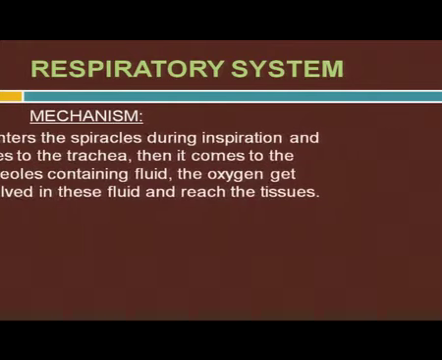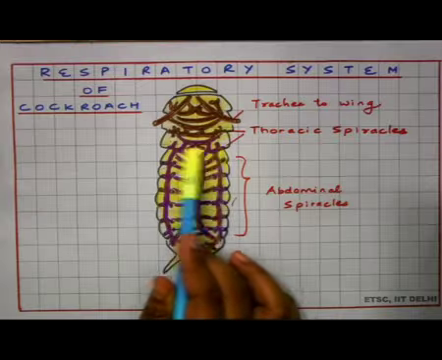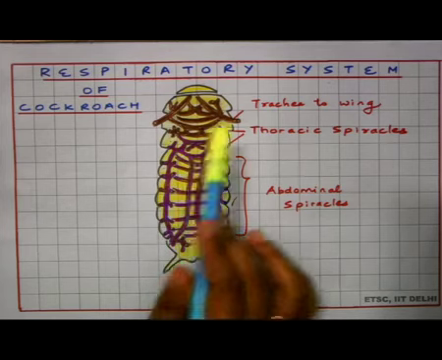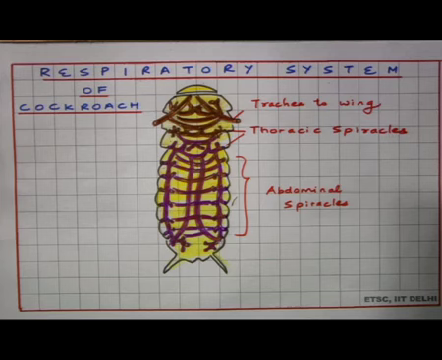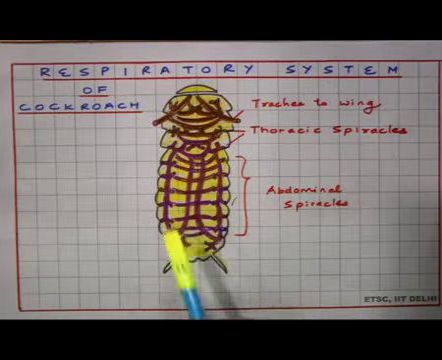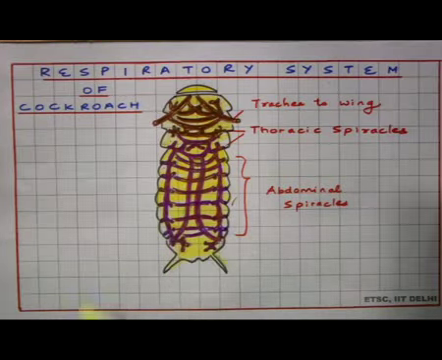Now, what is the mechanism? You need to remember here that the air enters during inspiration and comes to the trachea. Trachea is the network of tube-like structures. They will further divide into finer tracheoles, and these finer tracheoles lead into the fluid of the cavity, where the oxygen gets dissolved and then reaches all the parts of the body or the tissues.